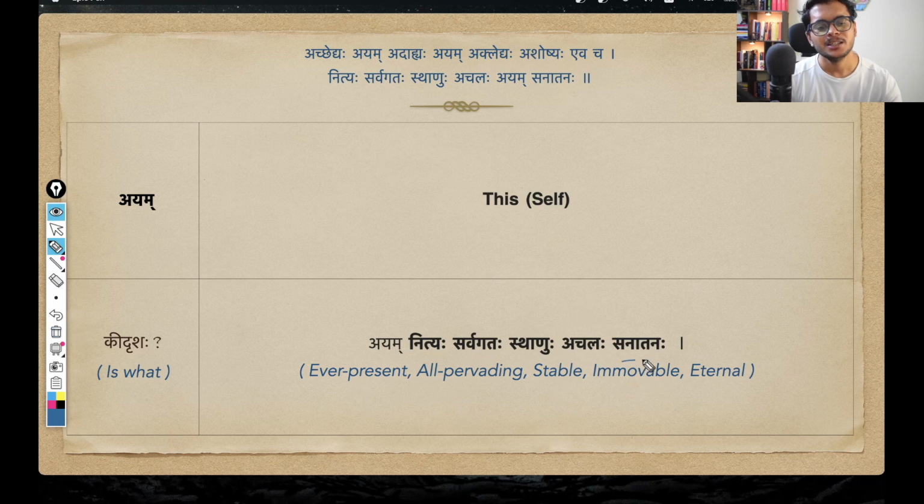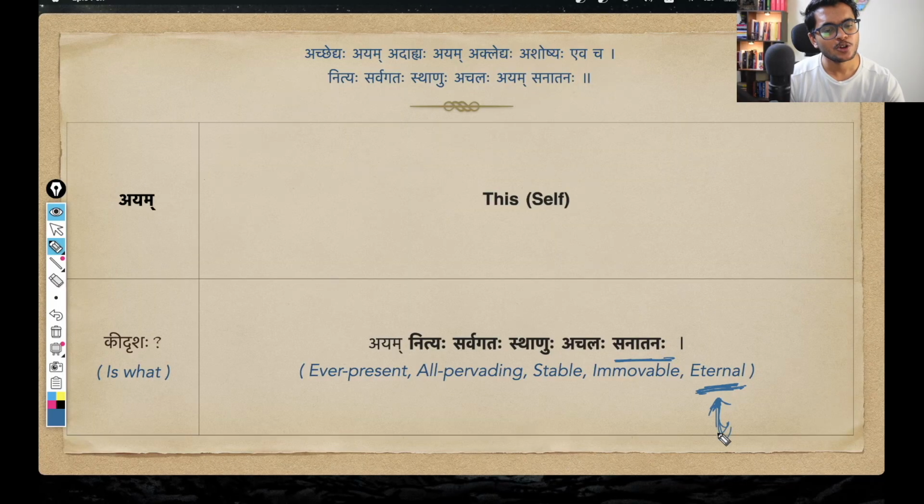And lastly, the self is sanatanaha. And sanatanaha is something that is eternal. And this eternal also signifies the fact that that self is the very same self that was experienced by the rishis in the Vedic times, that was experienced by the rishis in the post-ancient times, like someone like Adi Shankaracharya. And that self is the same that was experienced by the enlightened souls of our modern times, say someone like Ramana Maharishi. So it goes without saying that that self is eternal. It is ever present and it is that same thing.